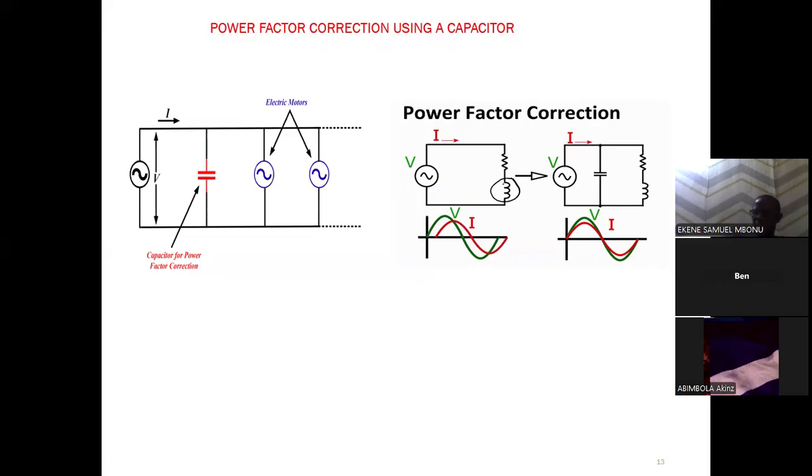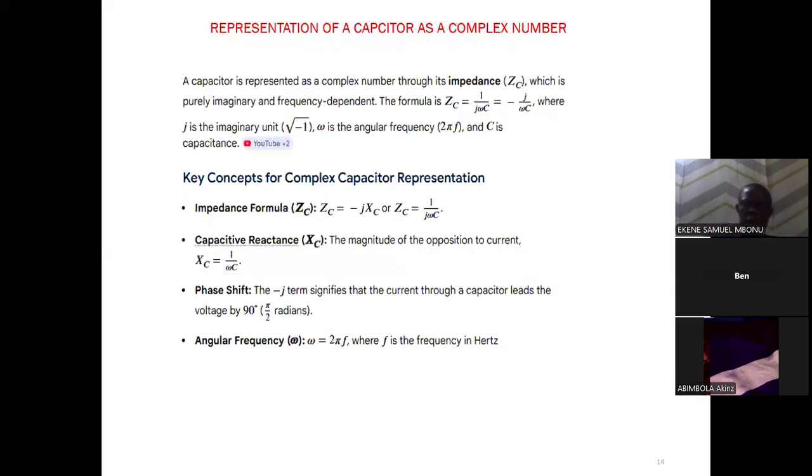Blocking DC, charging function, coupling. Another major use of a capacitor is that it is used for power factor correction. Very important. We come to the representation of a capacitor as a complex number.